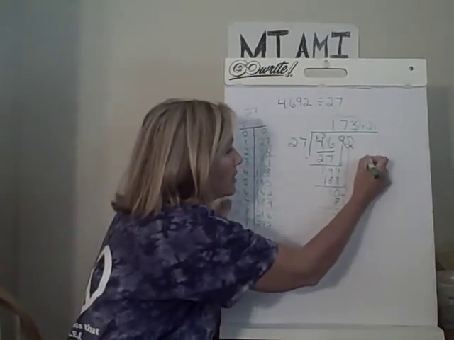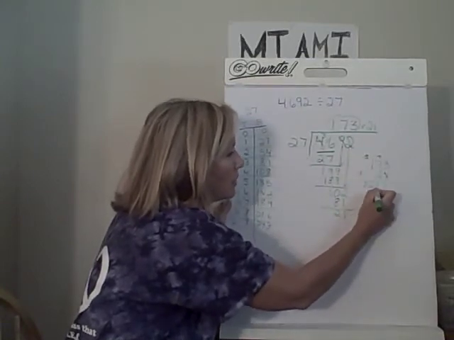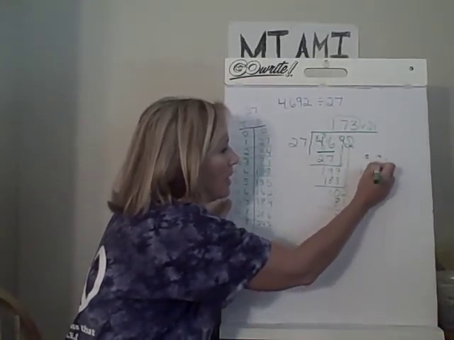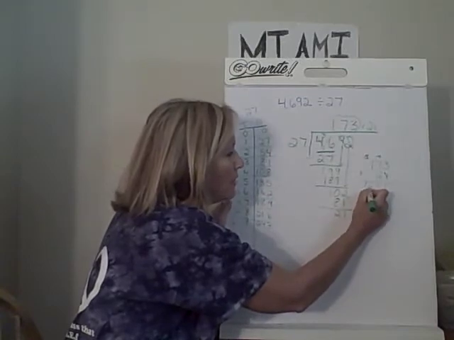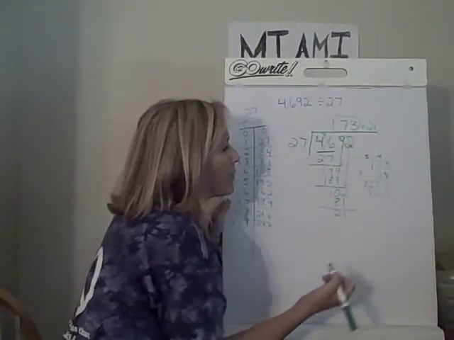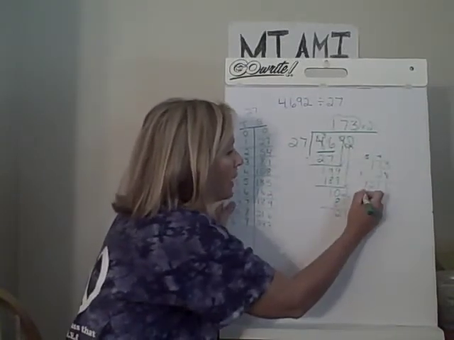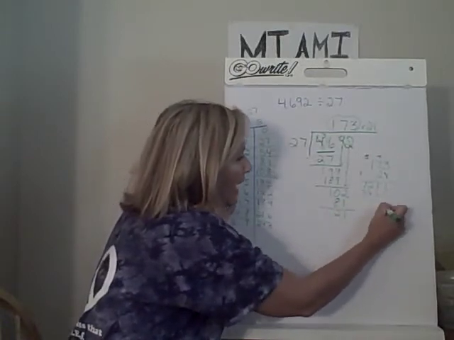2 times, I'm going to cross these out so I don't get confused. 2 times 3 is 6, nothing to carry. 2 times 7 is 14, carry my 1. 2 times 1 is 2, plus 1 is 3. Then I add.